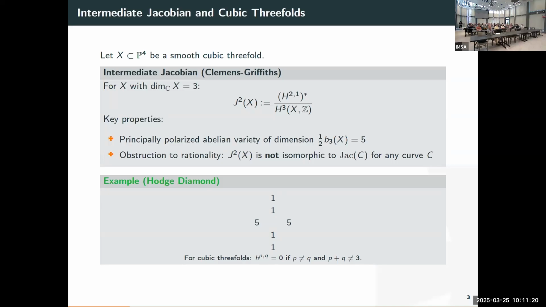So now let me briefly remind you that the Hodge diamond of the two-dimensional smooth cubic looks in the following form.